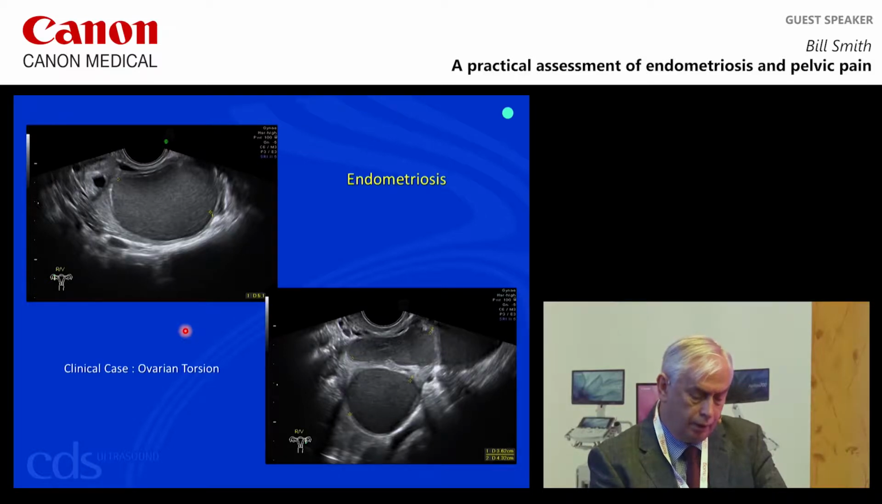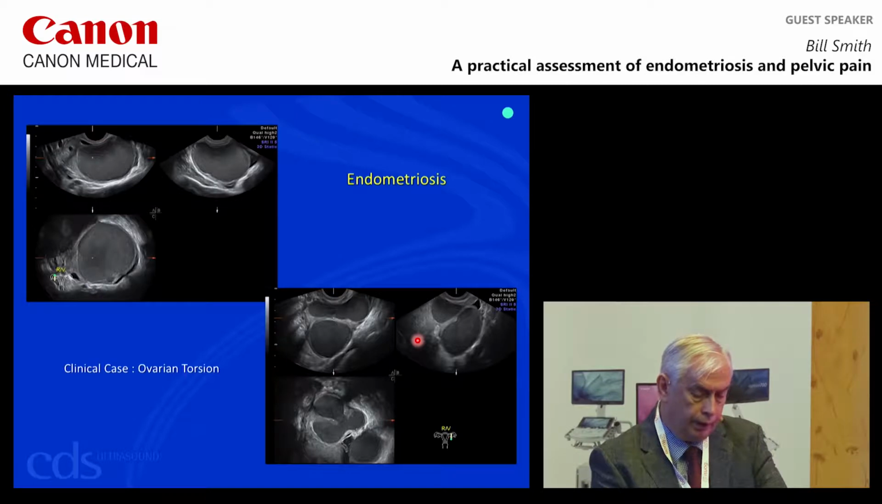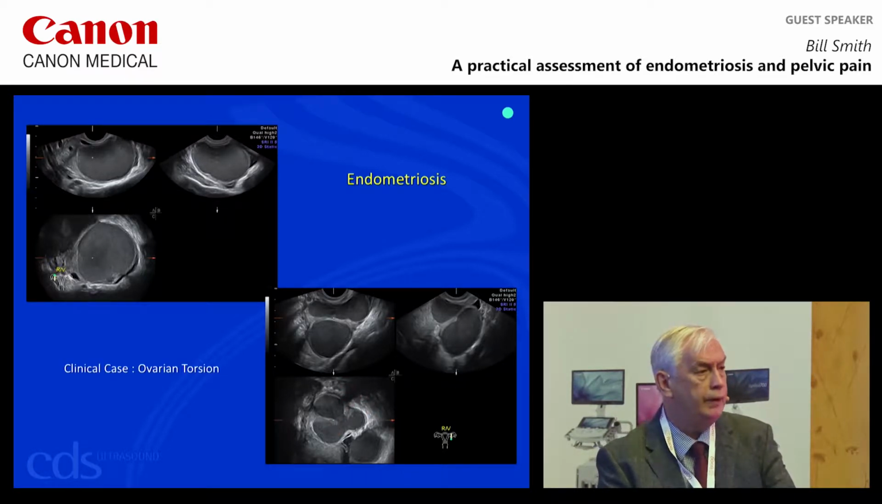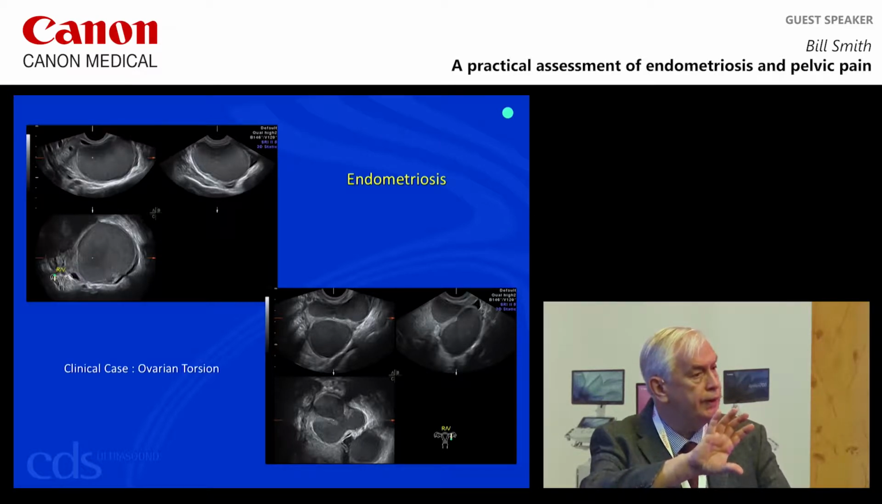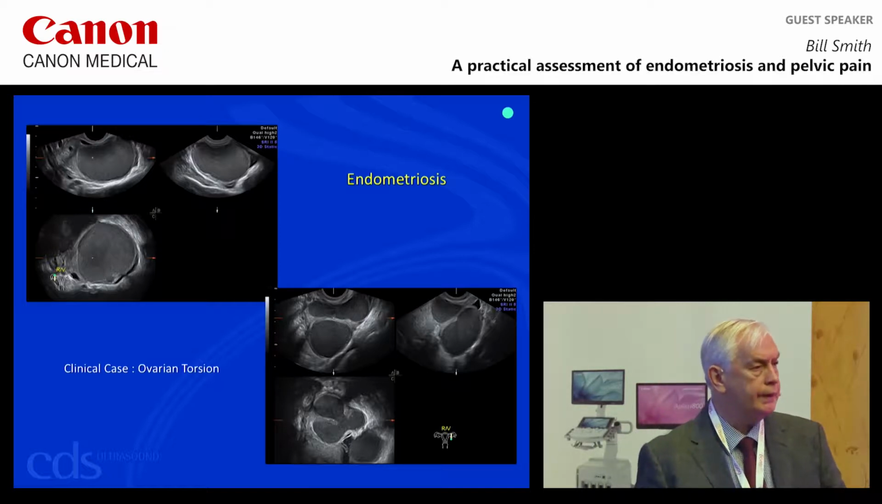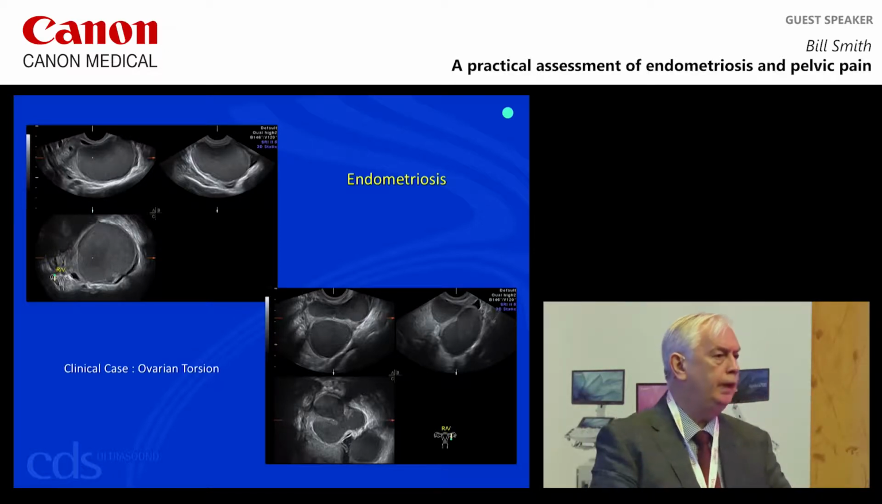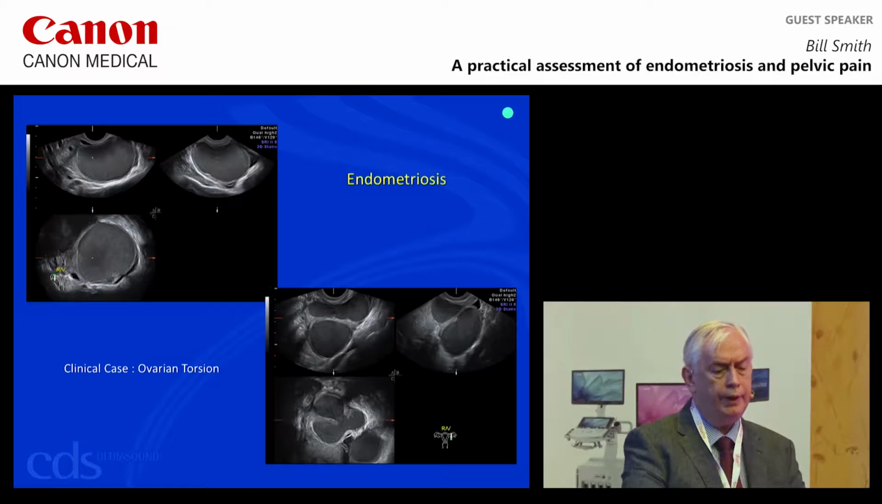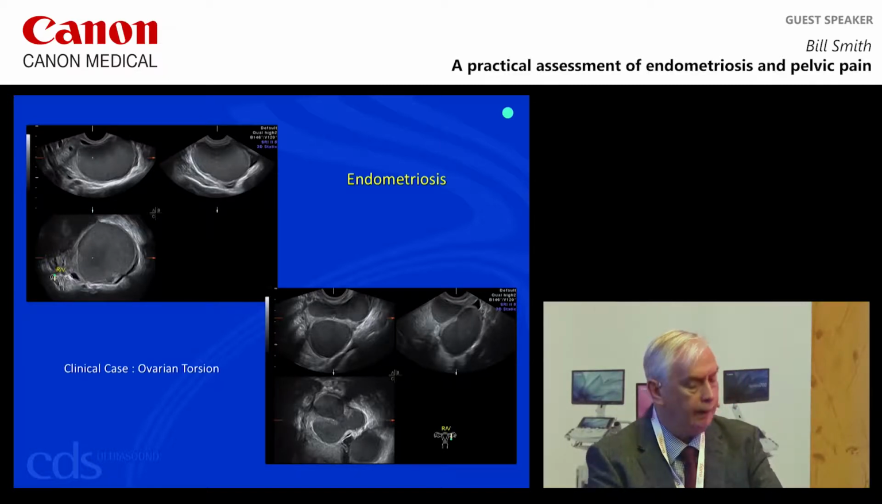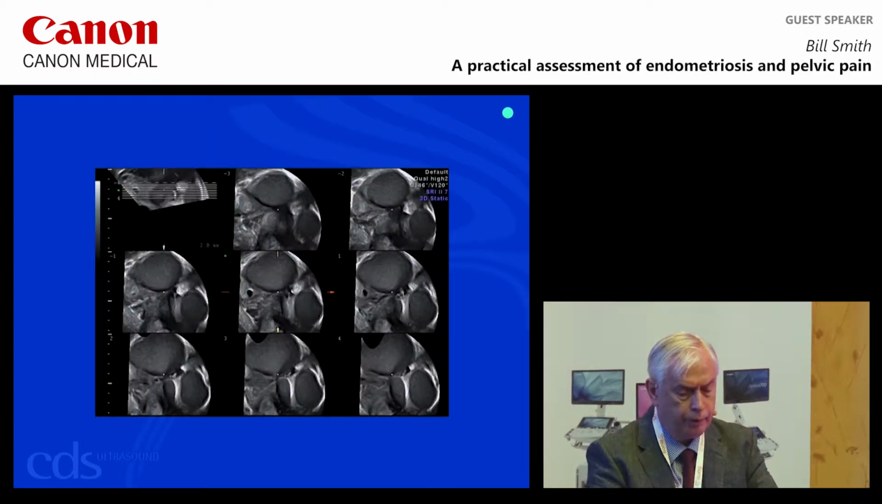If we look at the left ovary in 3D, you'll see this defect here, a clover leaf appearance. That's because the endometriotic cyst has twisted. This is a 3D diagnosis. So again, it shows you the advantages of using 3D as well as high quality 2D grayscale. Just further images from that point of view.